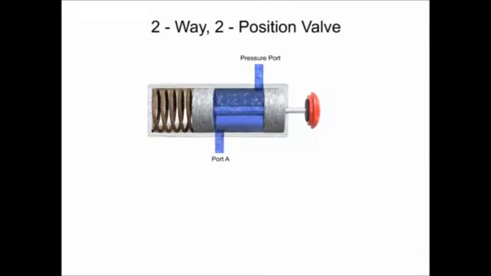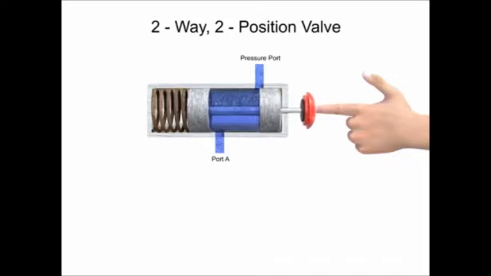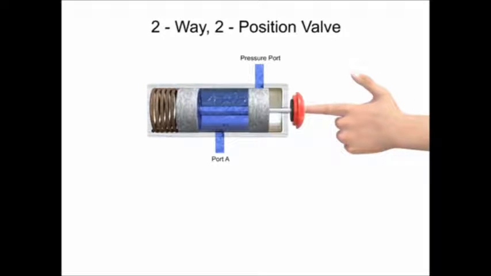This spool valve has two ports and two positions. The first position allows fluid to flow freely. The second position blocks both ports. Even though both ports aren't physically blocked, the lack of fluid entering the pressure port also prevents fluid from exiting outlet port A. Therefore, both ports are defined as blocked, making it a two-way, two-position valve.